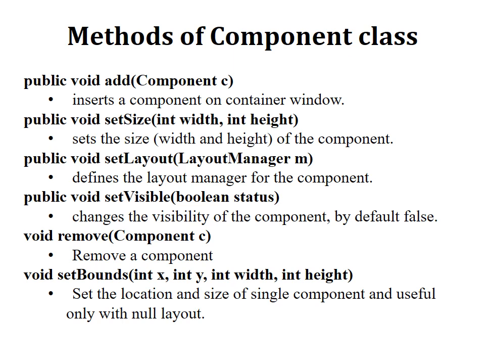The next method is set visible method. It changes the visibility of a component, and by default the visibility of any component is false. Next method is the remove method, which removes a component from the container window. Set bounds method sets the location and size of single component and is useful only with the null layout. So these all are the basic methods of component class.